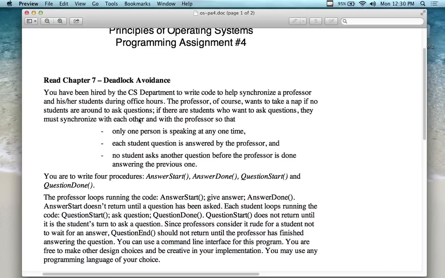And then if students are here, only one student at a time can ask a question. So you're going to implement these rules to synchronize the professor's time. So only one person is speaking at one time. Each person's question is answered by the professor in whatever order the people speak in. So you get a question, answer, question, answer, question, answer. No student asks another question before the professor is done answering the previous question.